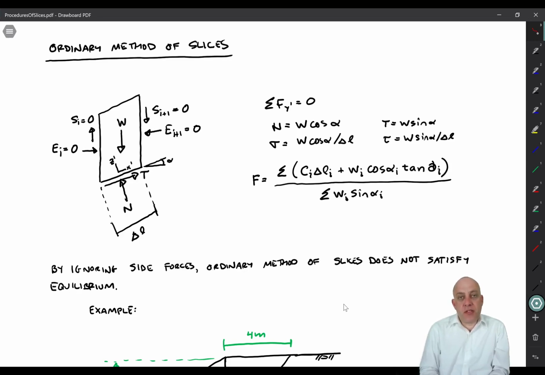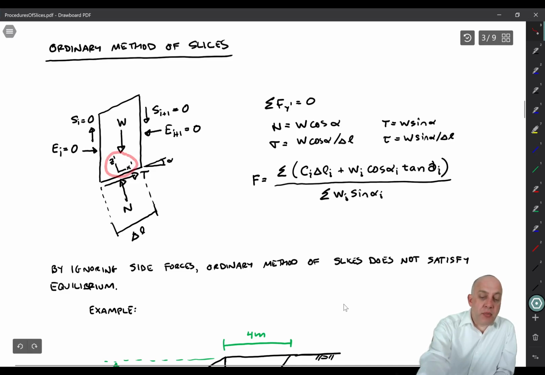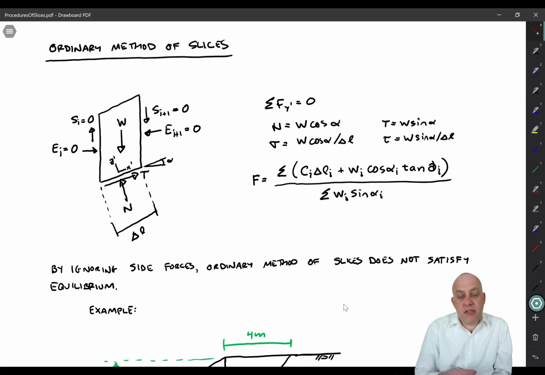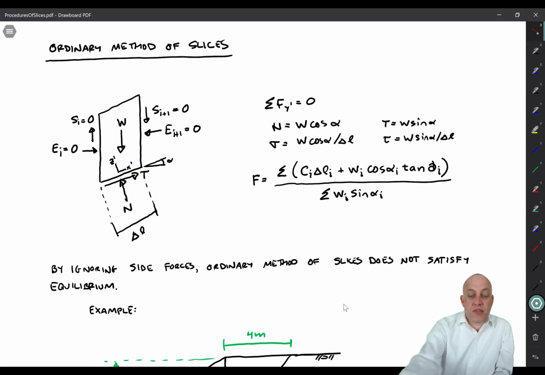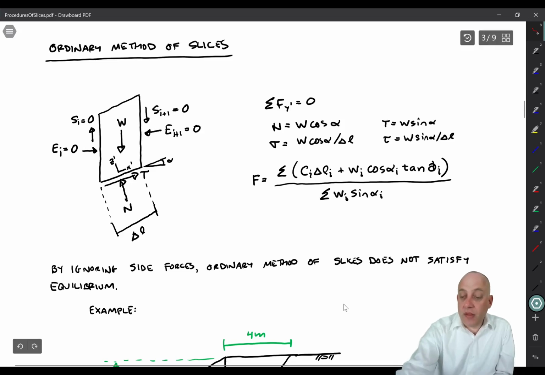But it is the first method that was developed, and so we'll go through it together and I'll derive the equations for it. So what we're going to do is set up a z prime, x prime axis here, just for deriving the relationships between W, T, and N. Let's change that y to a z. We're going to solve equilibrium in the z prime direction. And what you find is that N is equal to W times cosine alpha. Therefore, the normal stress is W cos alpha divided by delta L, where delta L is the inclined length of the slice.